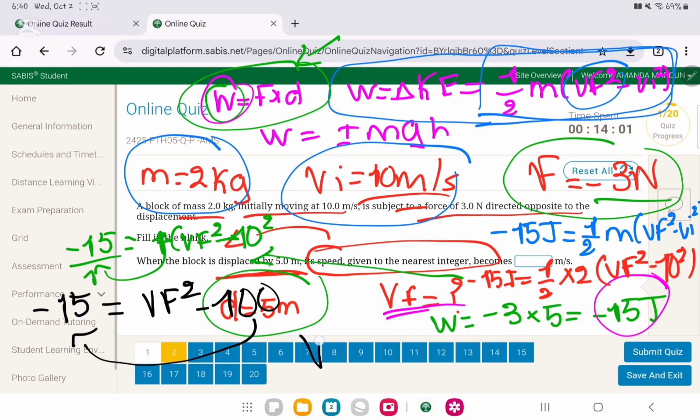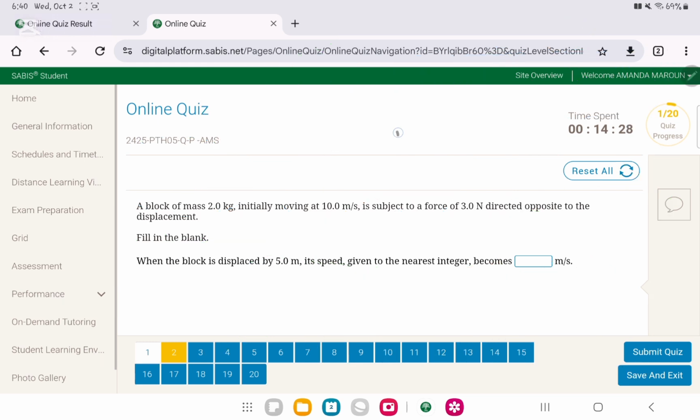And we have what now? We have v final squared is equal to minus 15 minus 100, bring it to the other side, plus 100. So v final squared is equal to minus 15 plus 100. V final squared is equal to, if you do it on your calculators, minus 15 plus 100, it is going to be 85. So we have v final squared is equal to 85.